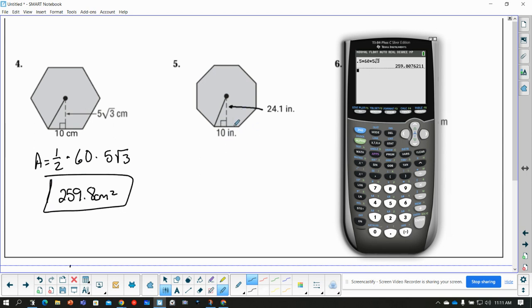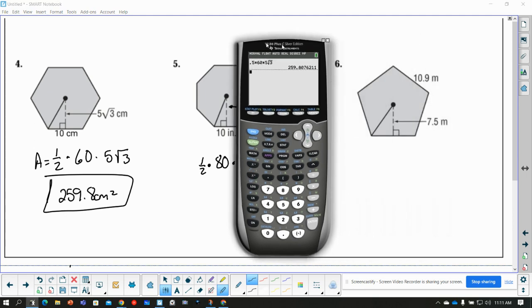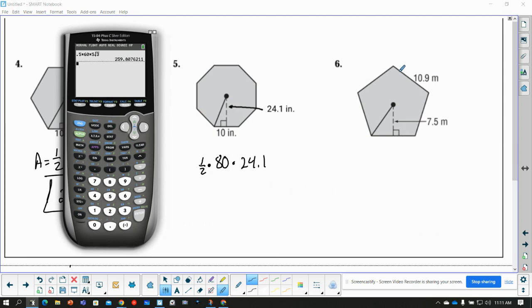Next one, 10 inches. So perimeter is 80. 1/2 times 80 times 24.1. And just to save some time here, since these are fairly simple, I'll go ahead and work this out. 1/2 times 80 times 24.1. So 0.5 times 80 times 24.1. I get 964 even. 964 inches squared.